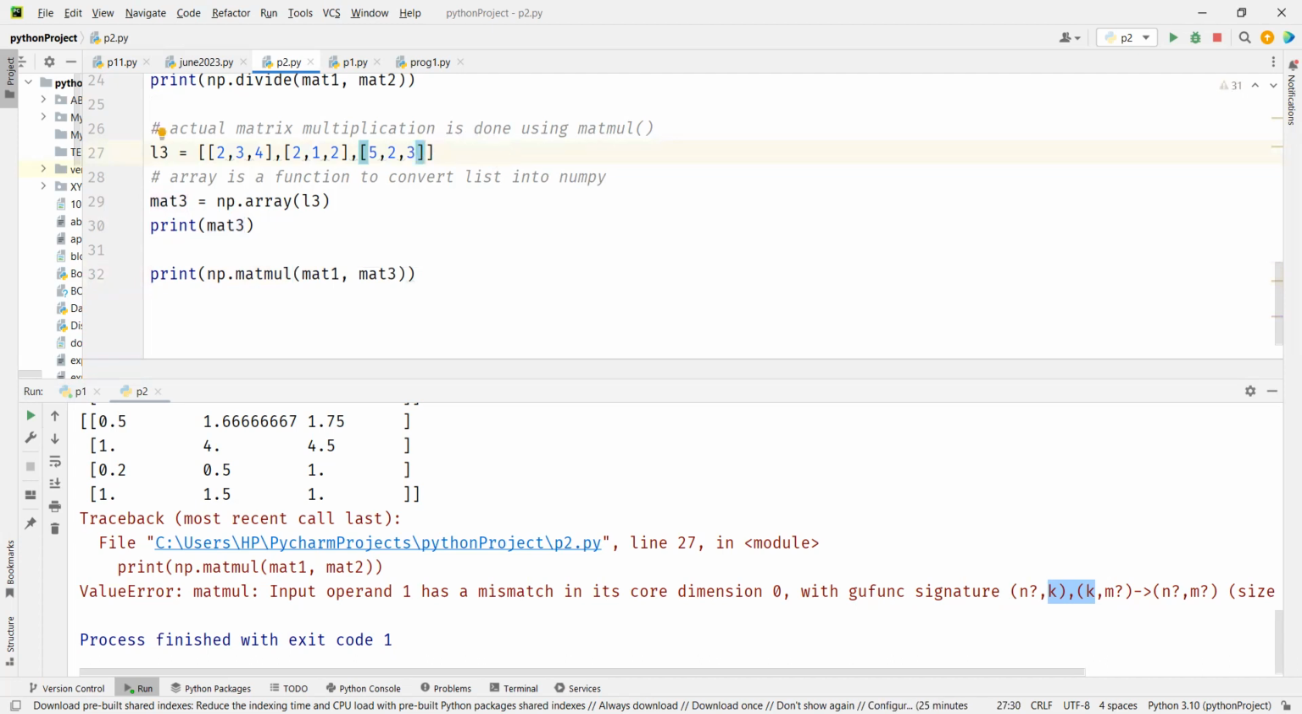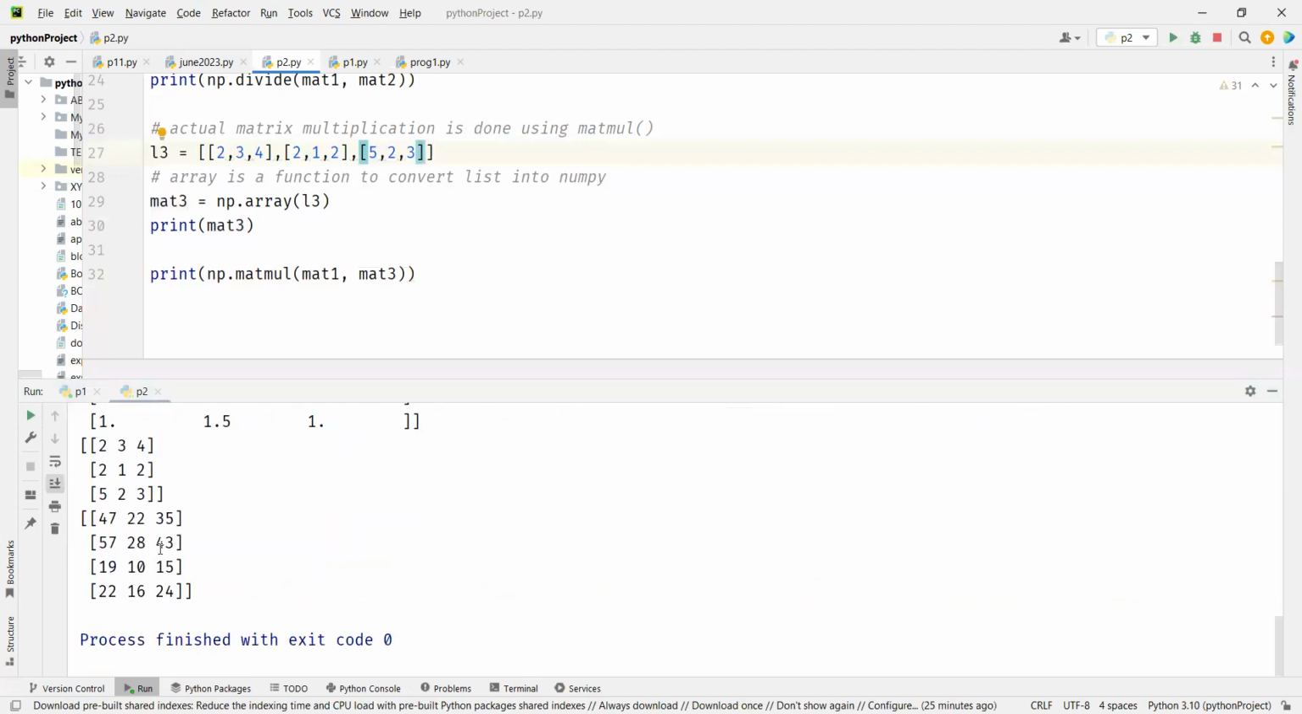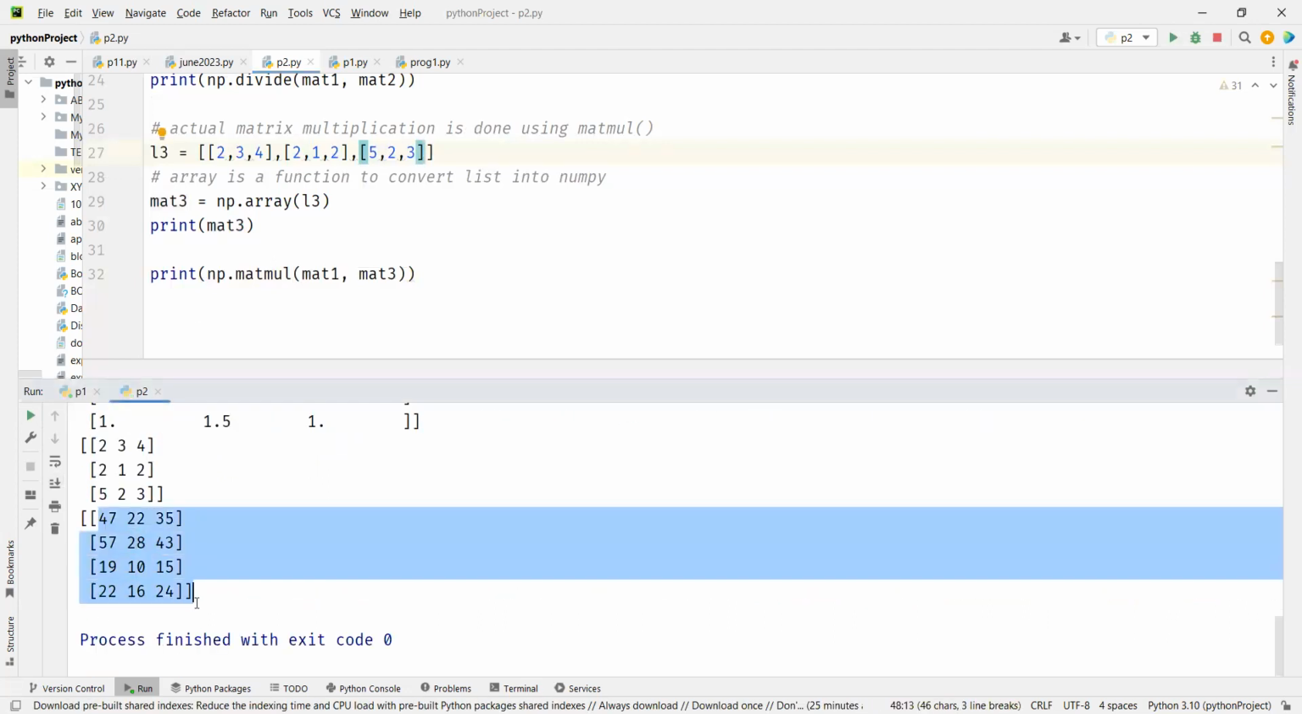Now the column doesn't matter, right? The column doesn't matter. So what will be the output of this, L1, M1 into M3? 4 into 3, comma 3 into 3. So the output will be 4 into 3 itself, 4 rows and 3 columns. So when you run it, you get 4 rows and 3 columns. Now see, matrix multiplication is possible now. So this is how you perform matrix multiplication.